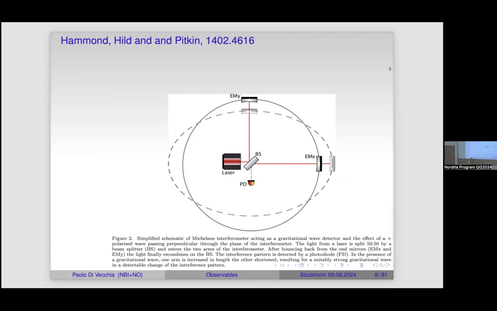And actually, the difference that you observe in the experiment is extremely small. The difference in distance is of the order of 100 or 1000 times smaller than the proton dimension. So it's really a spectacular experiment.